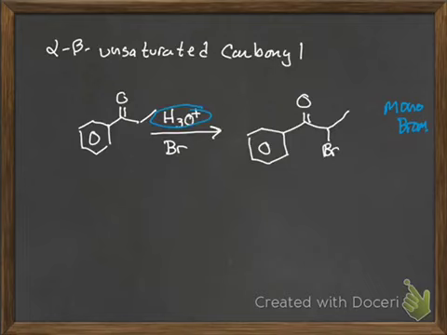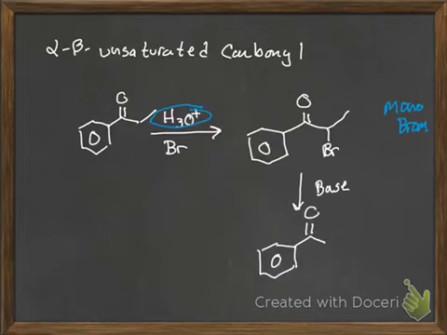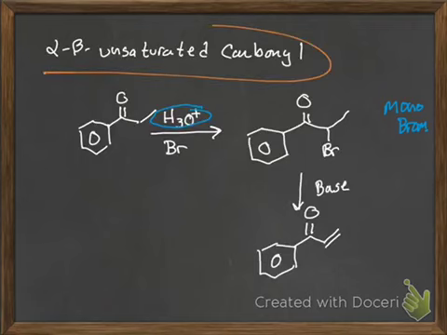So now the question you're probably asking yourself is, so what? What can I do with this? Well, you use a little bit of base, and sometimes that base can just be water. Sometimes it might be a carbonate at worst. But what you get is this. That alpha-beta unsaturated carbonyl. Why is that important? Why is that crucial? And what effect will that have on your life?